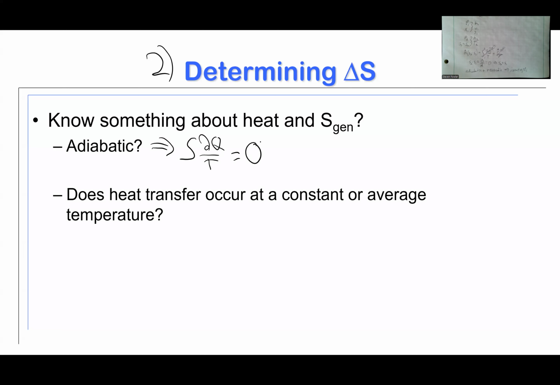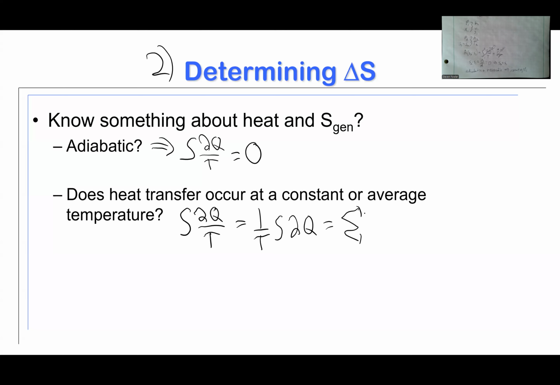What happens if I have heat transfer occurring at a constant temperature? So if I'm integrating dq over T and T is constant, then I can bring that out of the integral. And now I'm just integrating dq. Well, if I integrate dq, what do I get? I just get Q.